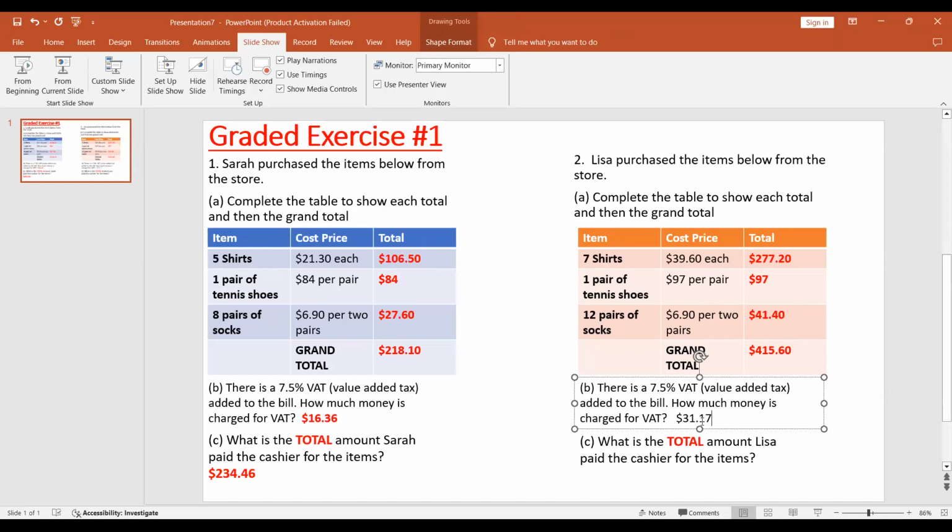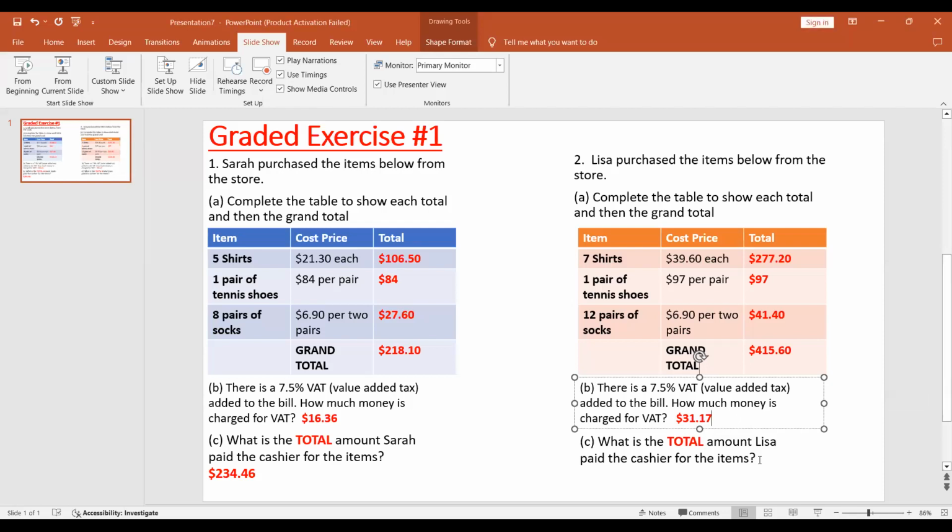$31.17. Very good. How many persons got that? Only 3 persons. Anyone else? $31.17. I did. At first, I didn't get it, but then I made my correction. Very good.